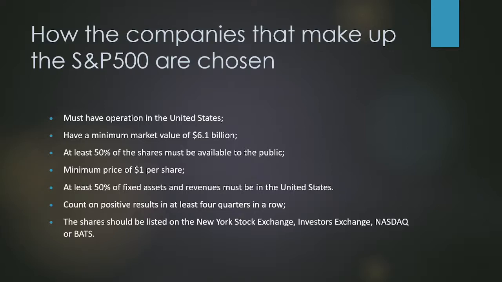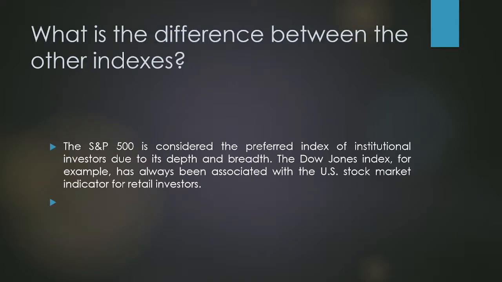What is the difference between the other indexes? The S&P 500 is considered the preferred index of institutional investors due to its depth and breadth. The Dow Jones Index, for example, has always been associated with the U.S. stock market indicator for retail investors. In addition, investors perceive the S&P 500 to be more representative of U.S. stock markets as it includes more stocks, 500 versus 30 from the Dow Jones.